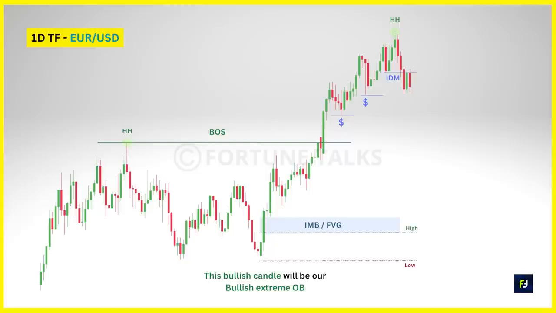We can mark the highs and lows of this candle, and this is our high probability extreme order block. You might have understood how the color of the candle is less significant in comparison to the liquidity grab and fair value gap criteria.